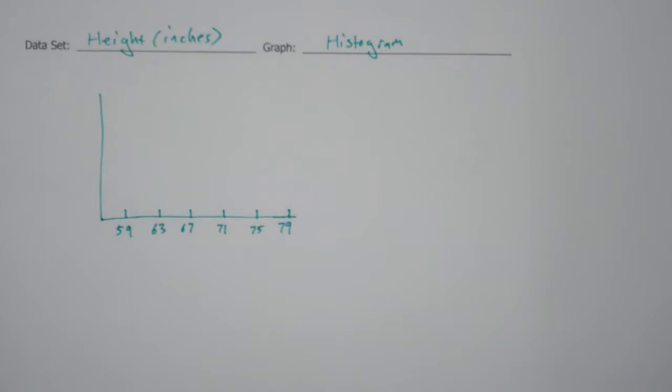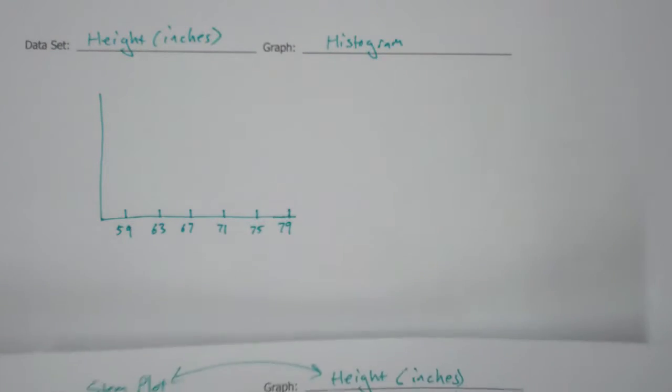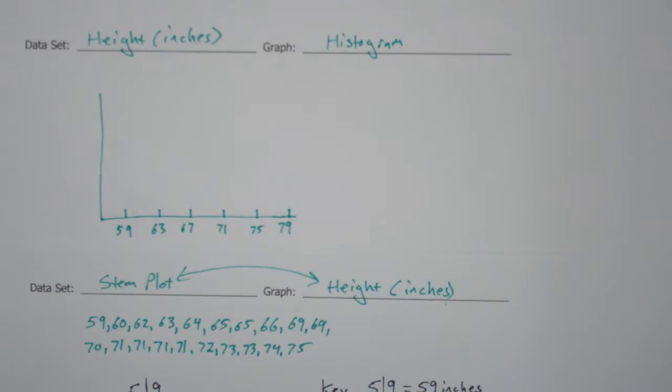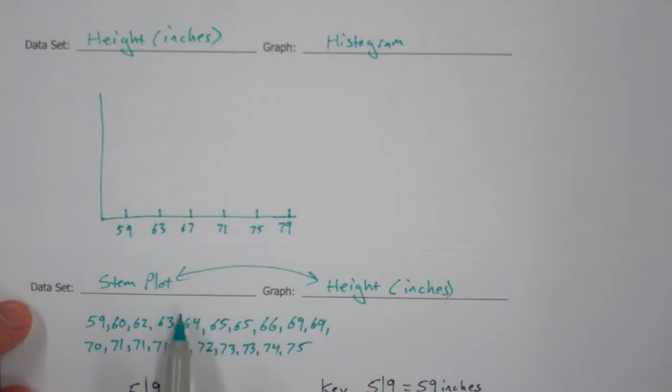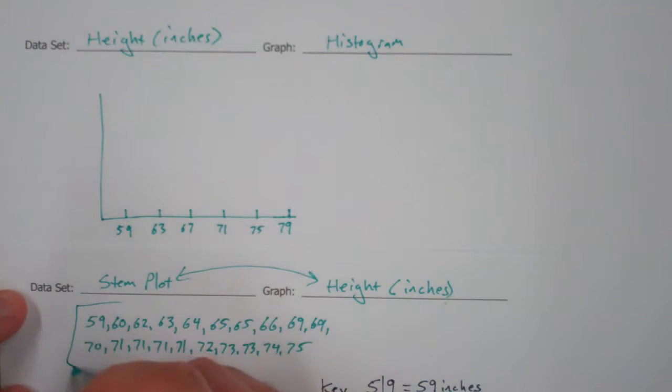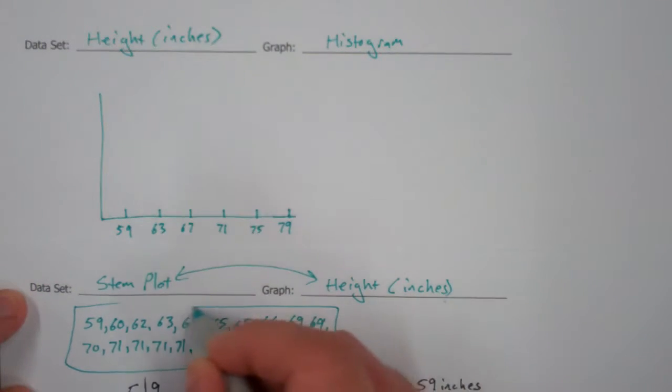In this example, we're going to be creating a histogram, and we're going to use that data from the last one, from the stem plot. So I'm going to go ahead and put that down at the bottom. Not sure if you can see that. Let me make sure it's on the camera there. It looks okay. It's at the very bottom. But anyways, we've got this data set right here. So I'm just going to box it in. This is the data set we're going to be working with.